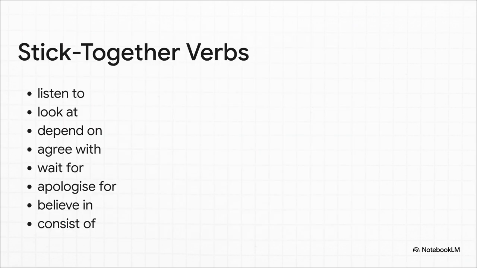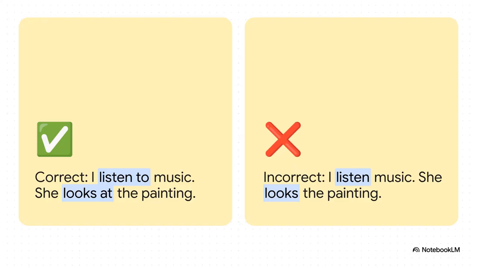And you see these things every single day. Listen to, look at, depend on. From now on, when you see them, just think grammar glue. These two words are always going to stick together. And this is why that whole stick together thing really matters. You just can't say, I listen music. It feels wrong, right? That's because the real verb here isn't just listen, it's listen to. That preposition isn't optional at all. It's a critical part of the whole meaning.